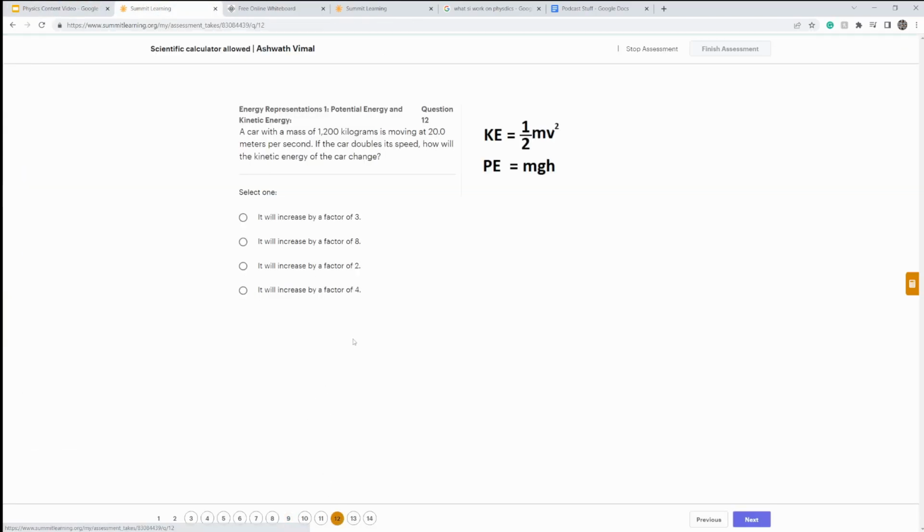We're going to go over 2 more problems in this one, and then we're going to do 2 problems in energy representations 2, and we're done for the video. So a car with a mass of 1,200 kilograms is moving at 20 meters per second. If the car doubles its speed, how will the kinetic energy of the car change? You might think all you have to do is increase by a factor of 2 because it says double. That would be true if there wasn't a squared right here.